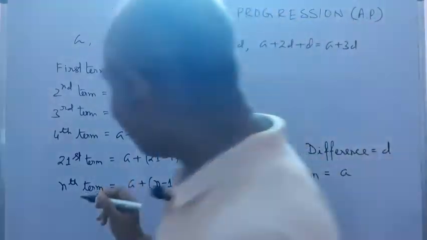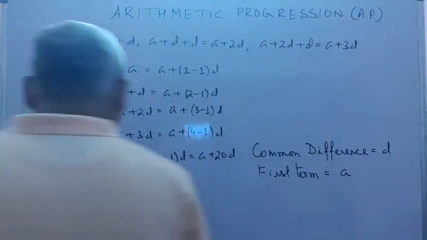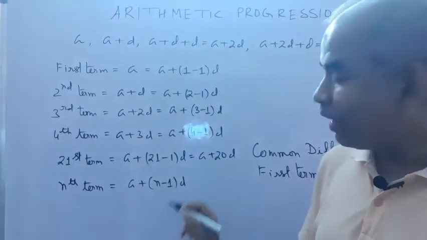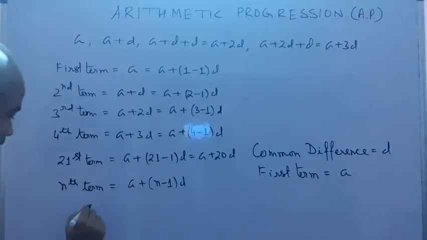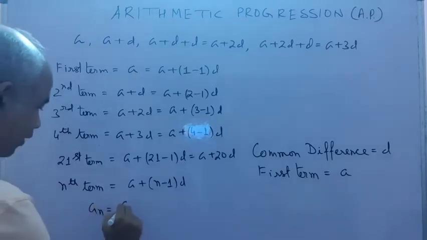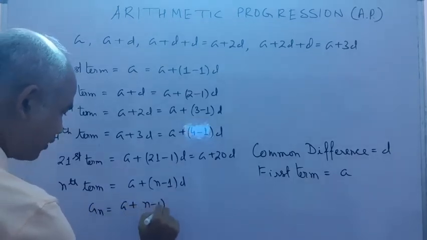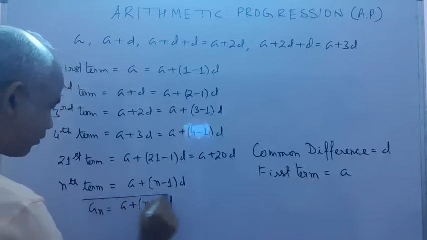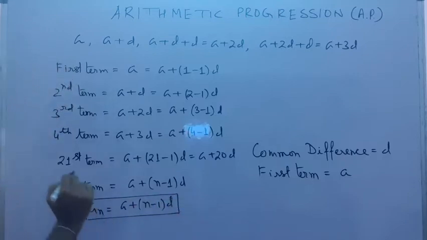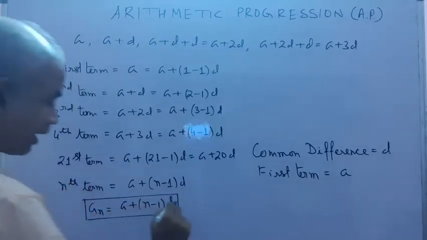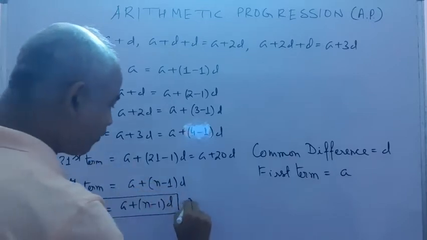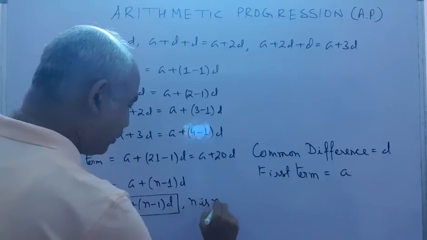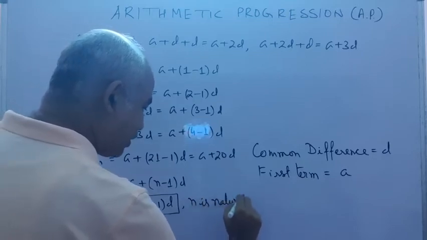How do we denote this nth term? The nth term is symbolically denoted by a_n. So a_n equals a plus n minus 1 into d. Okay, what is n here? See, n is the position, and position is always a natural number. n is always a natural number.